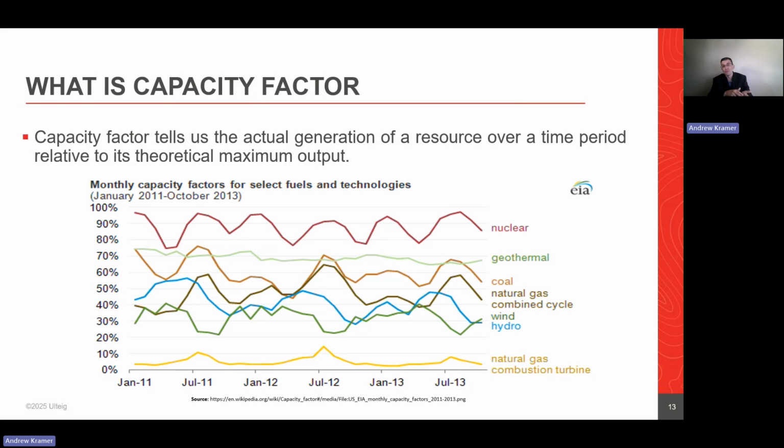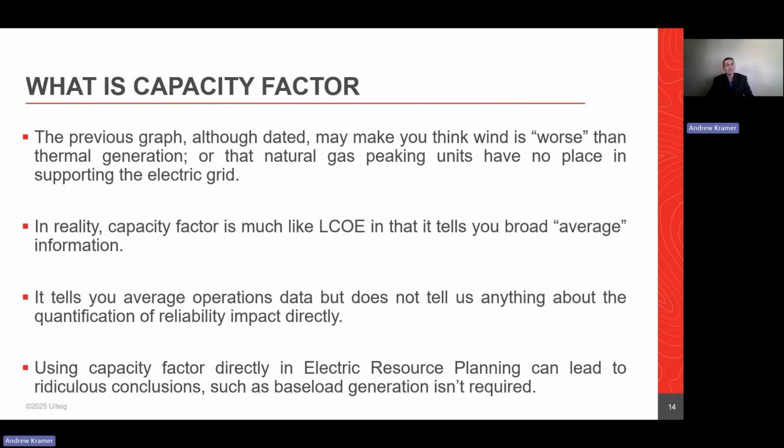And I've seen very smart people on the economic side get the engineering muddled up and try to use capacity factor as the end-all be-all argument for reliability. We're going to see why that's not the case. I'm going to give you an example here. The previous graph, although dated, may make you think wind is worse than thermal generation, or that natural gas peaking units have no place in supporting the electric grid. There's nothing further from the truth in this.